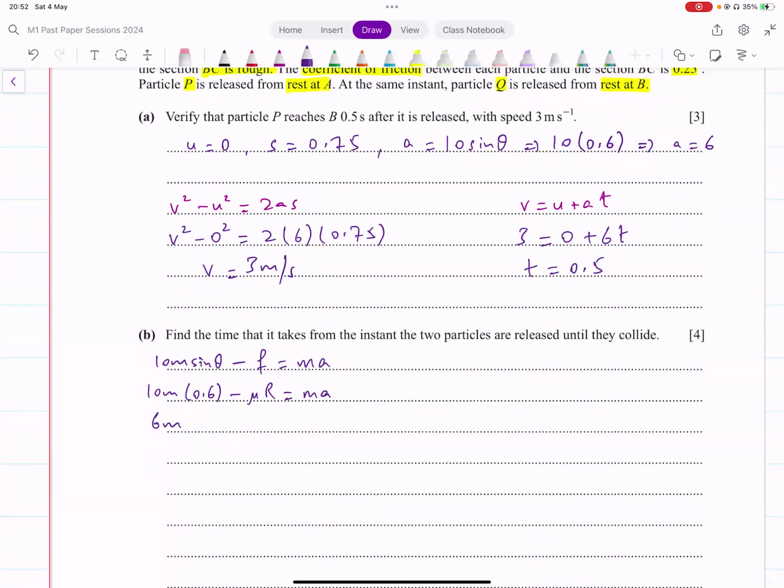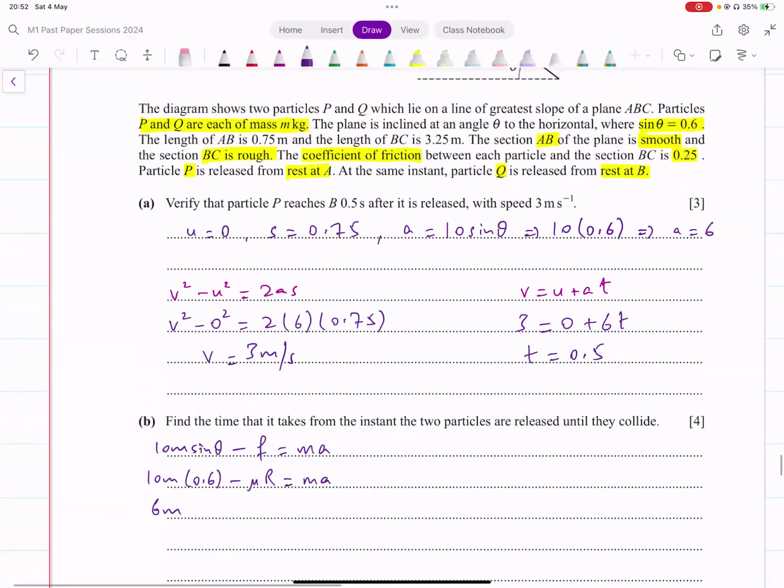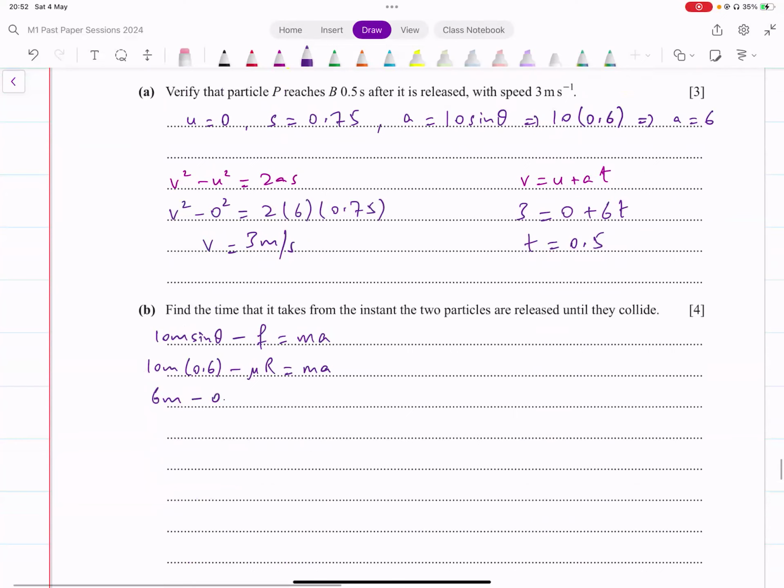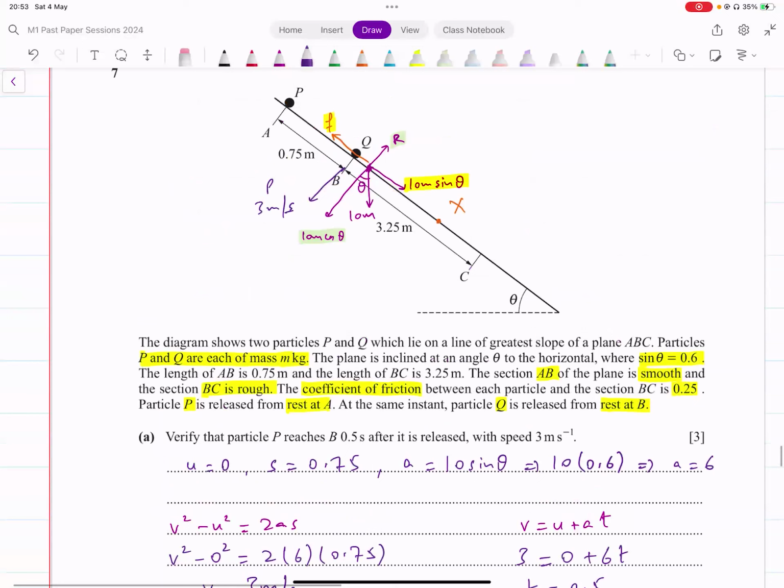So we have 6 times m minus mu. What's the value of mu that we have? They have given that in the question. That's 0.25. Let's put that here. Minus 0.25 into reaction. What is the reaction going to be? The forces acting perpendicular to the surface are supposed to be equal to each other. So we get R equal to 10m cos theta.